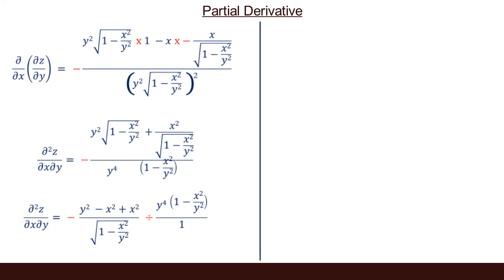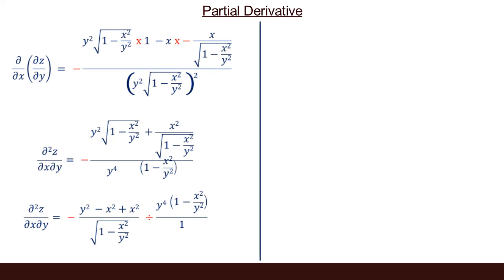So now look at this. From this place where we have the second partial derivative of z with respect to x with respect to y, here we have minus y squared, open bracket, 1 minus x squared all over y squared, bracket, plus x squared all over square root of 1 minus x squared all over y squared, divided by y raised to the power of 4, open bracket, 1 minus x squared all over y squared, all over 1, okay? So in this case now, let's simplify the numerator in this first part.